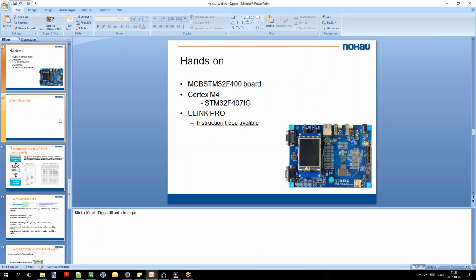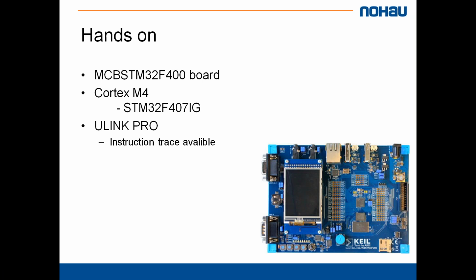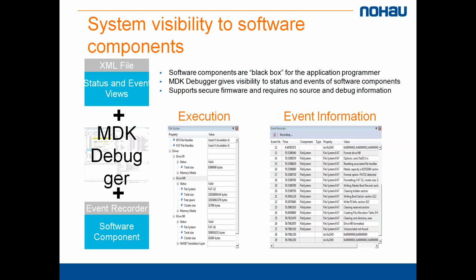I'm going to go over now to the event recorder. So first of all, the event recorder is a new feature, and it's done because in the past the software components were more or less a black box for the application programmer. So you could sit there with your USB stack and you don't know why it's not working, but the only thing you know is that it's not working, and it's very hard to debug. So Keil has created the event recorder and the component viewer to make it easier for you to show the status and which code or events have been executed by your component.